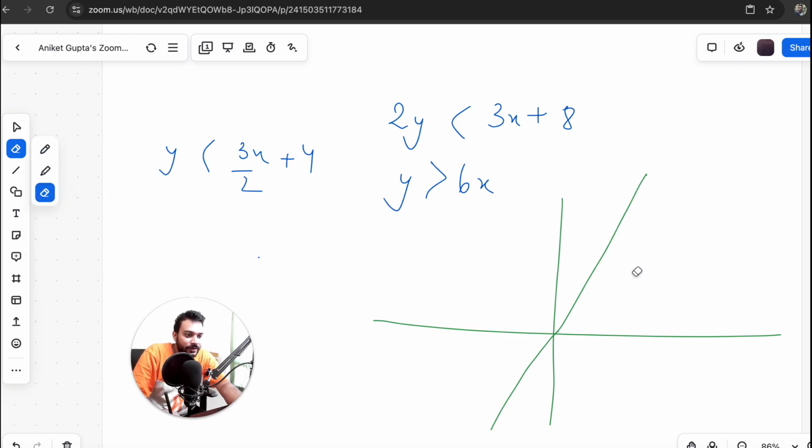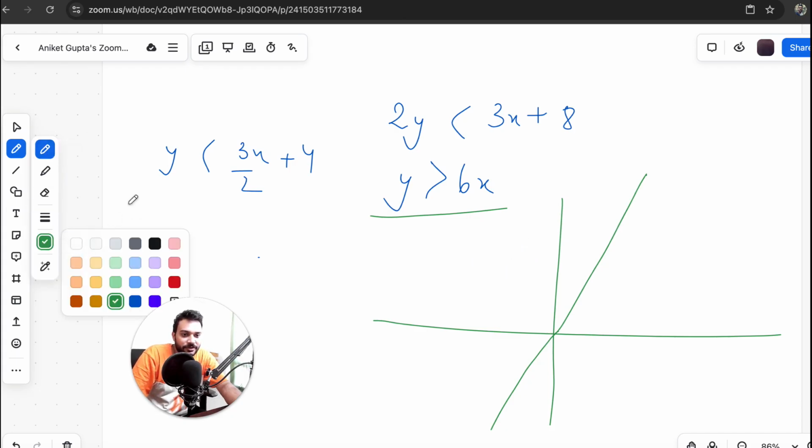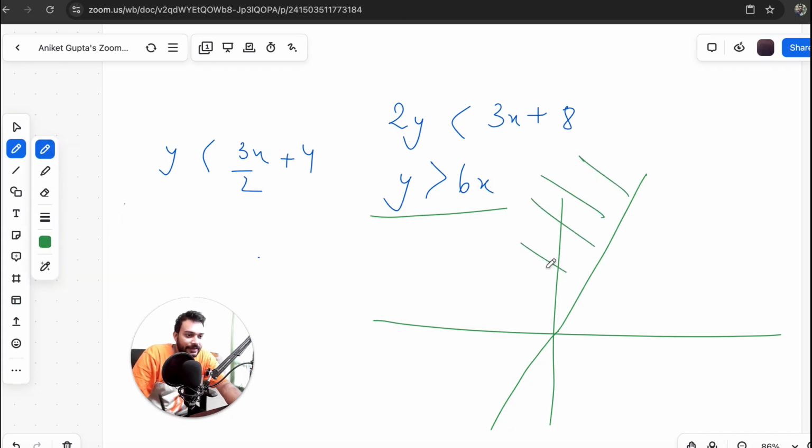Take any point on one of the two regions. Let's say I take this region. A point on this region would be, let's say, negative 1 comma 0. Let's check if this inequality is satisfied. If I put x as negative 1, so negative 6, and y is 0. 0 is greater than negative 6, so this is satisfied. The right hand side area would be the correct one for the solution. Okay, so this is the solution from y greater than 6x.